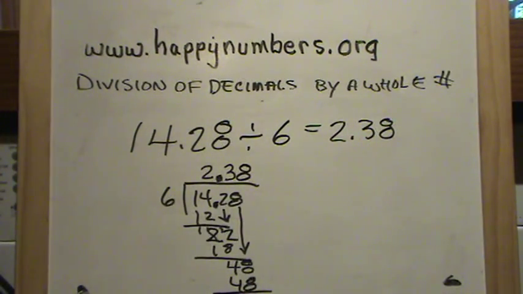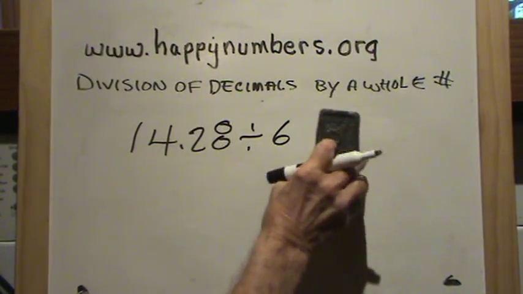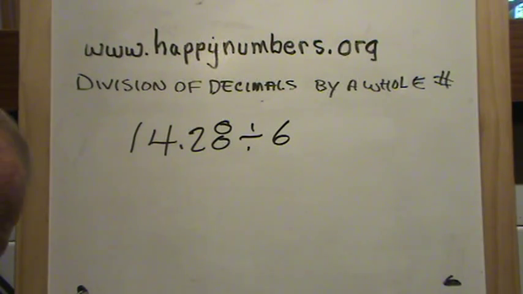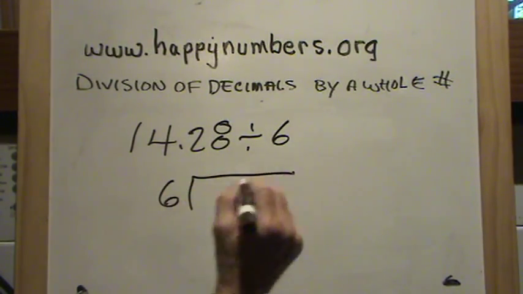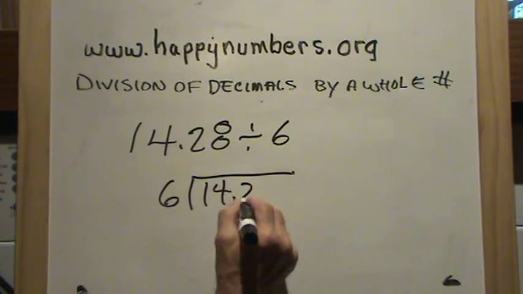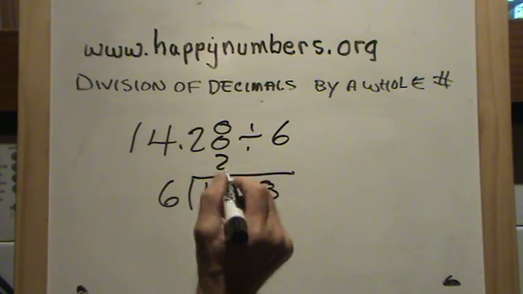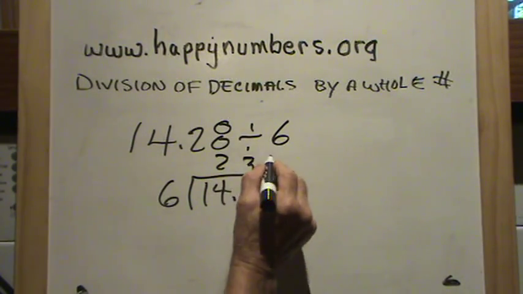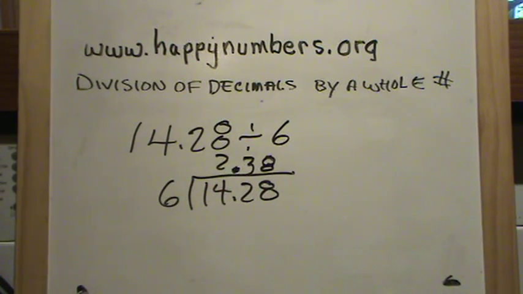So quickly, a review. To divide decimals by a whole number, you just write the problem so that you can do the division. You do the division, and then you put the decimal up in the answer. Very simple.